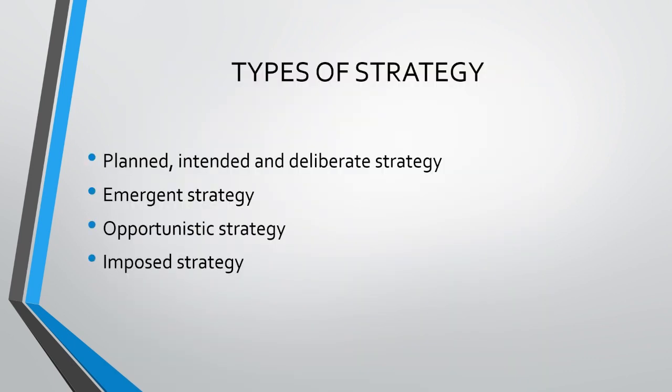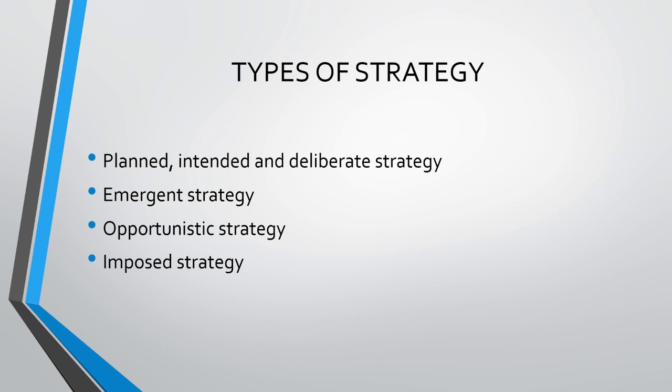Let's look at the types of strategy. We have the planned, intended, and deliberate strategy. This is where there are precise intentions which are written down and imposed by central leadership. We also have the emergent strategy. According to Mintzberg and Waters, 1985, sometimes strategy can be deliberate or emergent. Sometimes there are intents that are not formally written down, but emerge over time as part of culture, as a series of related decisions.